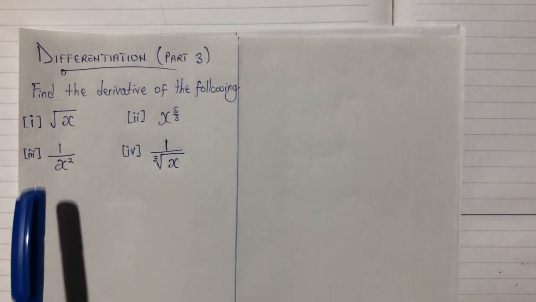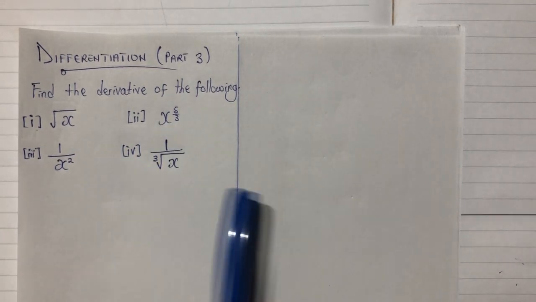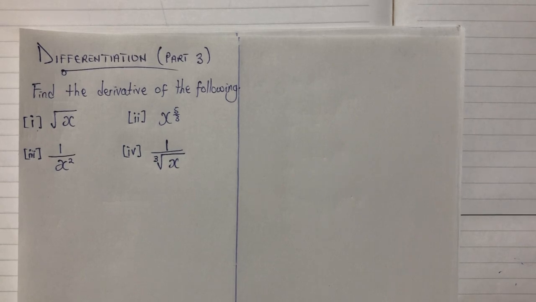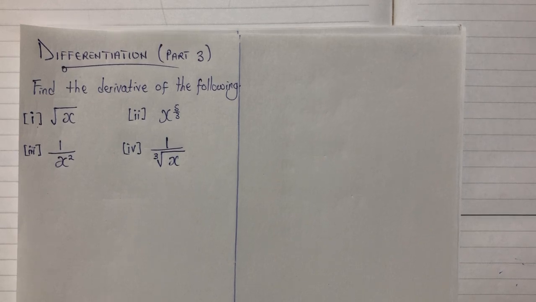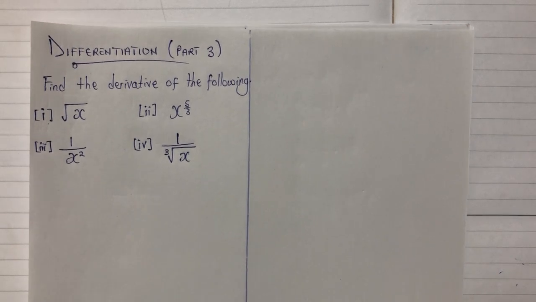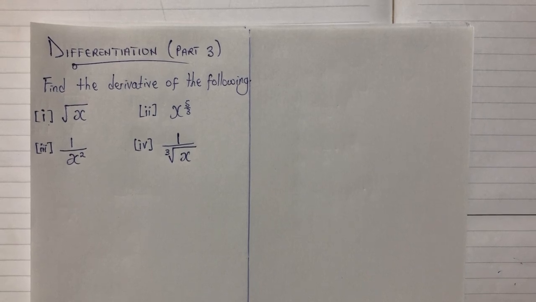We are going to differentiate the following functions: root of x, 1 out of x squared, x to the power 5 out of 3, and 1 out of cube root of x. Anytime we have a function of this form, how do we differentiate it? We need to know that functions of this form require us to apply basic rules in indices. So let's tackle the first one.